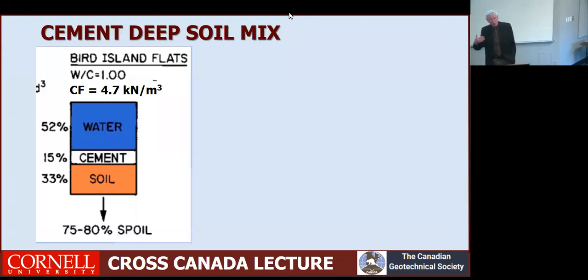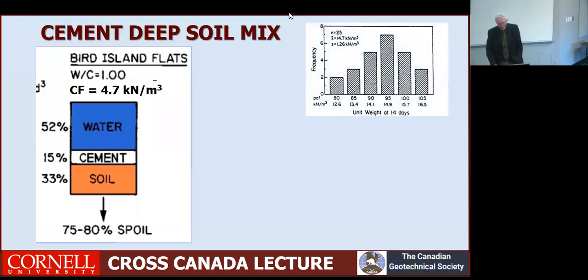That soil comes out as spoil. So the more cement you use, the more spoil you get. And the more spoil you get, the more expensive it gets to treat and get rid of the spoil. So that's a very important element to understand here. But we wanted a higher strength there because we just didn't know enough, and we wanted to be conservatively biased to have good strength results.